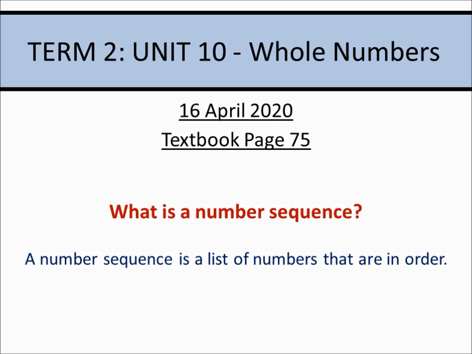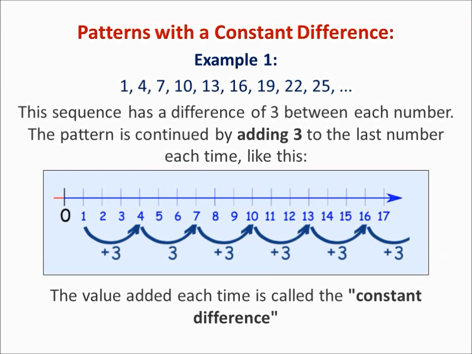All right, let's begin. What is a number sequence? A number sequence is a list of numbers that are in order. In Term 1, I taught you that you get patterns with a constant difference and you get patterns with a constant ratio. Today, we're only going to deal with patterns with a constant difference.